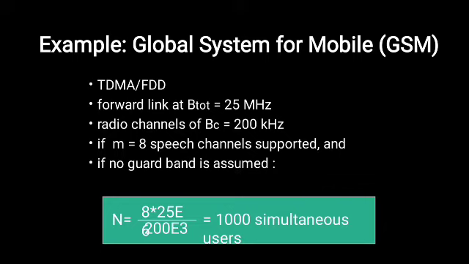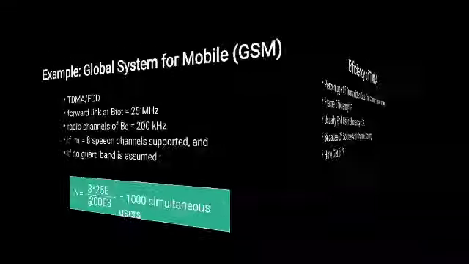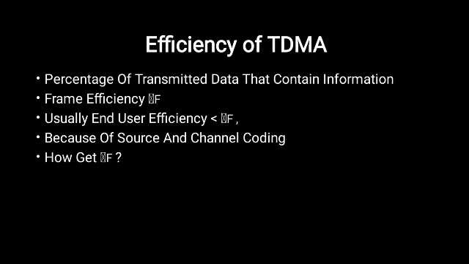An example of this TDMA is the GSM. Here we are using the TDMA FDD technique. The forward link has a B total of 25 MHz and the radio channel Bc is 200 kHz. If m is 8 speech channels supported, and if no guard band is used, we can get 1000 simultaneous users with this 25 MHz. Okay.